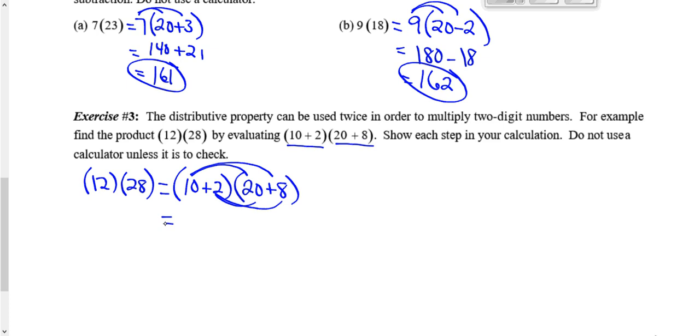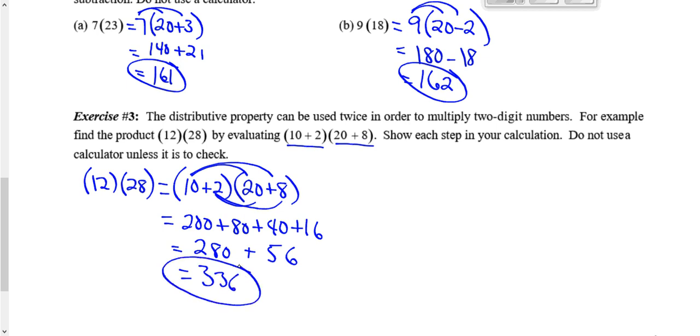So 10 times 20 is what? 200. 10 times 8? 80. Now I'll go to the 2. 2 times 20? And 2 times 8? Okay? Now we can maybe group these up here. We got 200 plus 80 would be 280 plus what? 56? And then what's that give you? 336? Okay? So again, if you're stuck without a calculator, there's different ways to go about working out the arithmetic in your head, right? Okay, so you just distribute twice.